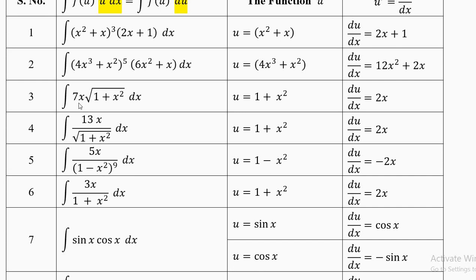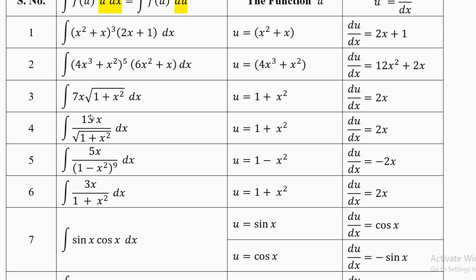Now you look at the third example. 7x square root of 1 plus x square. u equal to 1 plus x square. What's the function? Function is the square root. Power half is the function. f is equal to power half. Now du by dx is 2x. And you have x here, you have x here, you have 7 here, you have 2 here. That you can adjust as 7 by 2 or 2 by 7. In different steps it will look different, but you can adjust it.